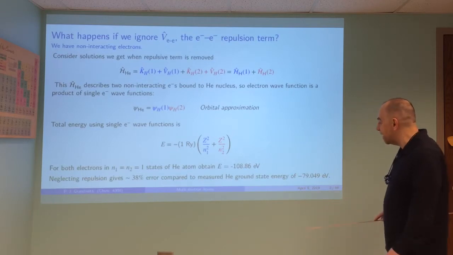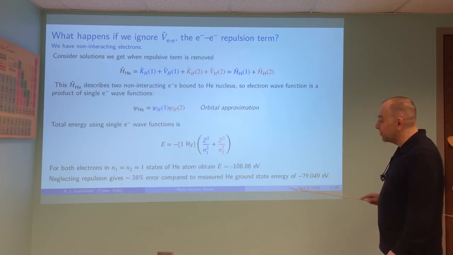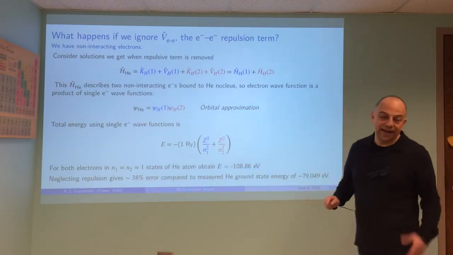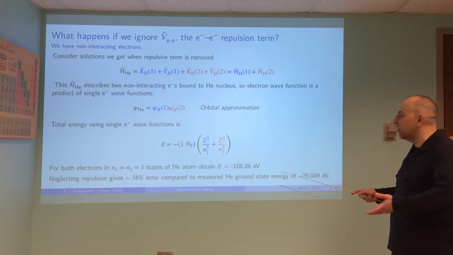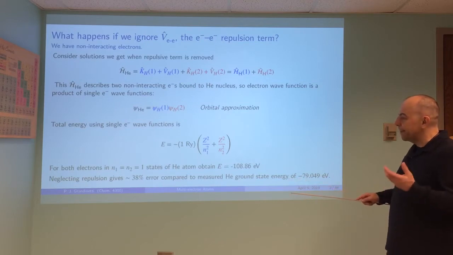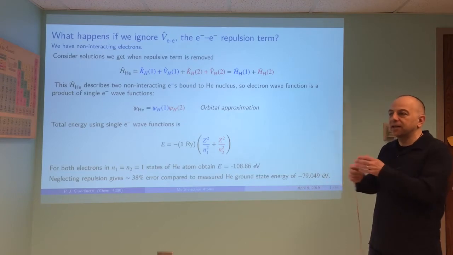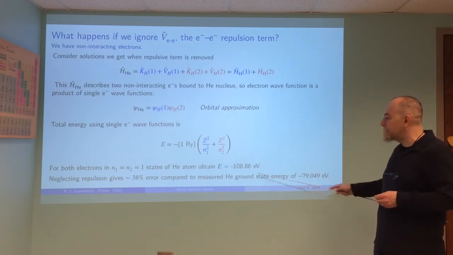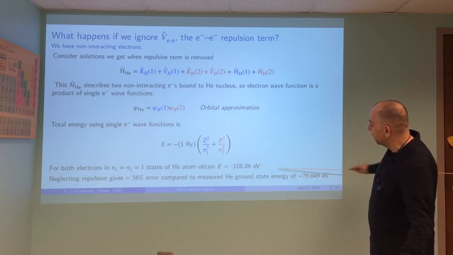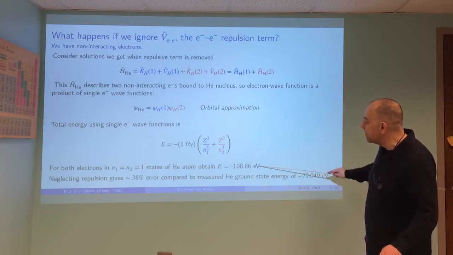Now, if I compare that to the experimental energy, it's about minus 79. So from minus 108 to minus 79, that's about 38% error. Okay, so that's a lot. So you can see right away, just in this simple exercise, that the Coulombic repulsion term is not something that's just a small perturbation on the Hamiltonian. It really is a big term in affecting the energy, taking it from minus 79 to minus 108 by ignoring it, okay?